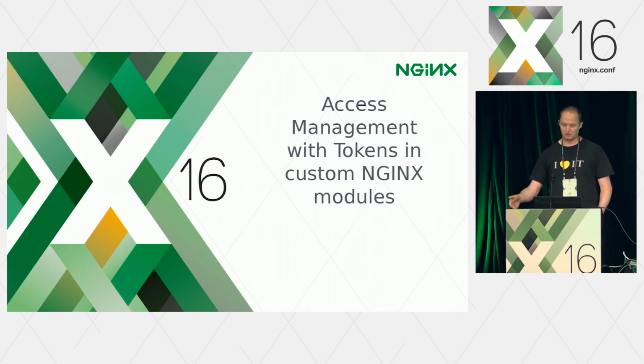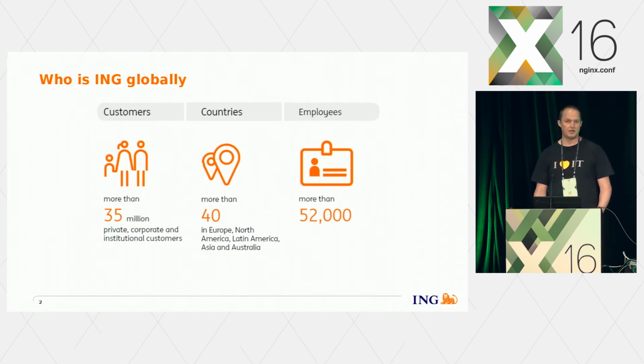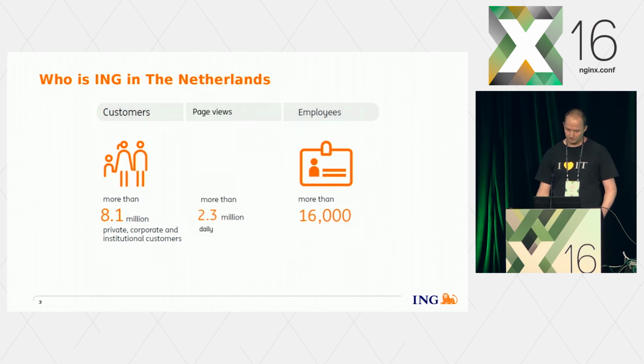But to give you more insight on what use cases we face, I want to first tell you something about who ING is, why we chose nginx, and how we use nginx. So ING is a bank. We are active globally, in over 40 countries. We have 35 million customers worldwide, and over 52,000 colleagues. But I work within the Netherlands, and there the numbers are a bit smaller. We have 8.1 million customers, which generate about 2.3 million page views a day on our site, and I work with 16,000 colleagues.